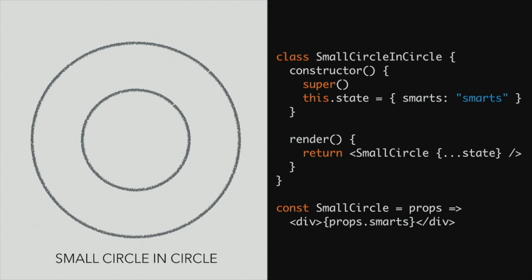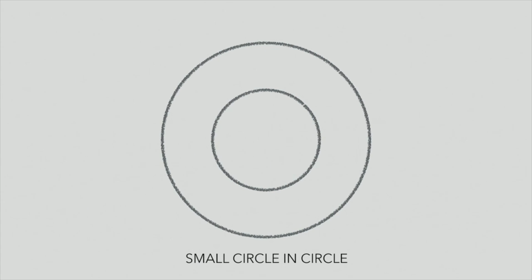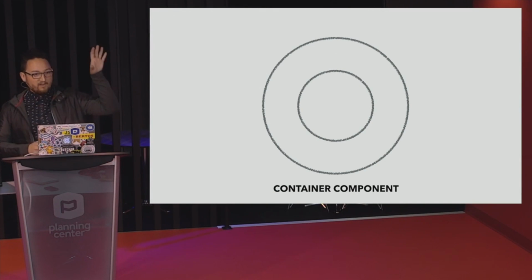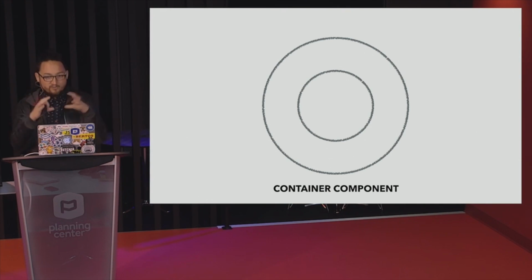So this is small circle and circle. This is our third component. Now this type of component usually goes by the name of a container component. I don't think that has a very contested name; I think everyone just calls them a container component. Now burn this into your mind, because everything that we're going to talk about today is in service of this relationship right here: a big component around a small component that just takes data and spits it out to a screen.